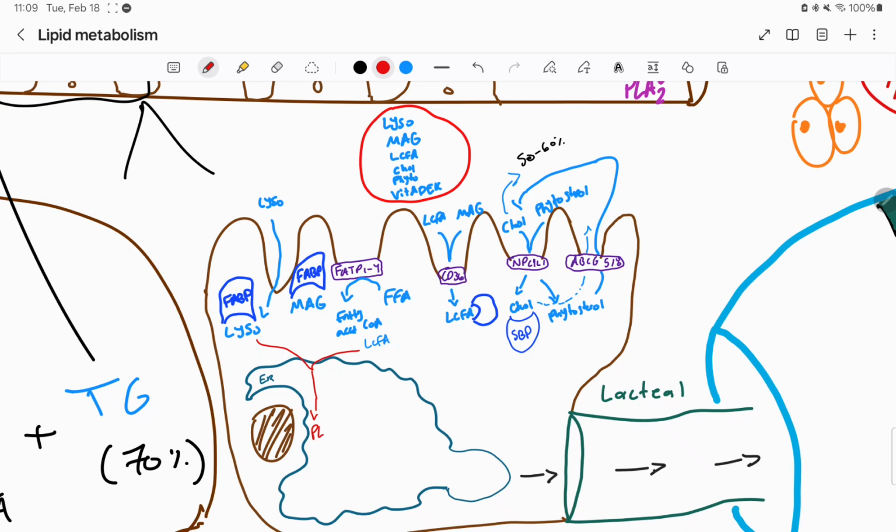Additionally, we are going to grab a monoacylglycerol, okay? So we're going to grab a monoacylglycerol and another long chain fatty acid. And with that, we're also going to make a triacylglycerol, okay? Because we're taking a monoacyl and we're adding a couple of long chain fatty acids to it, precisely 2, and we're going to make a triacylglycerol, okay? Okay, what else do we need to resynthesize?